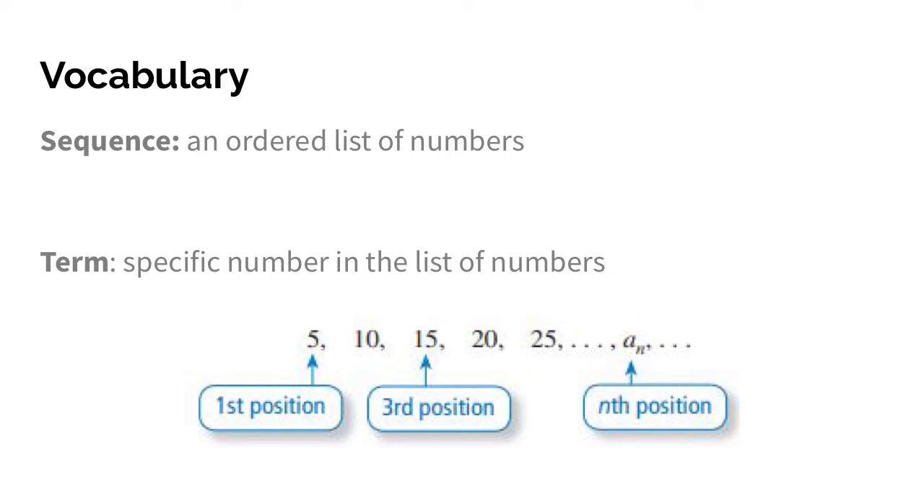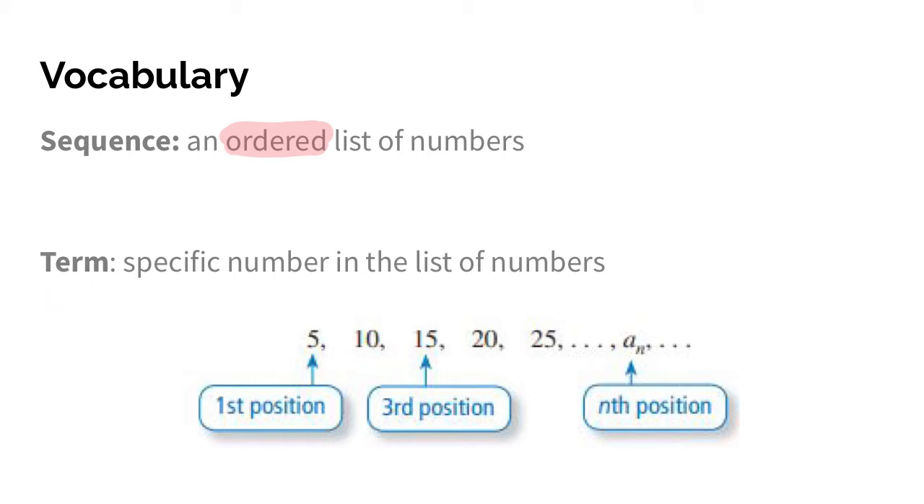A sequence is an ordered list of numbers. You can see here I have a sequence of 5, 10, 15, 20, 25. When we talk about the word ordered, there is obviously some order to it. These are placed in a certain order because what we're going to try and do is recognize that there is a pattern between those numbers. Starting with the first number 5 and looking at the other numbers, they're placed in that order because they follow a specific pattern.